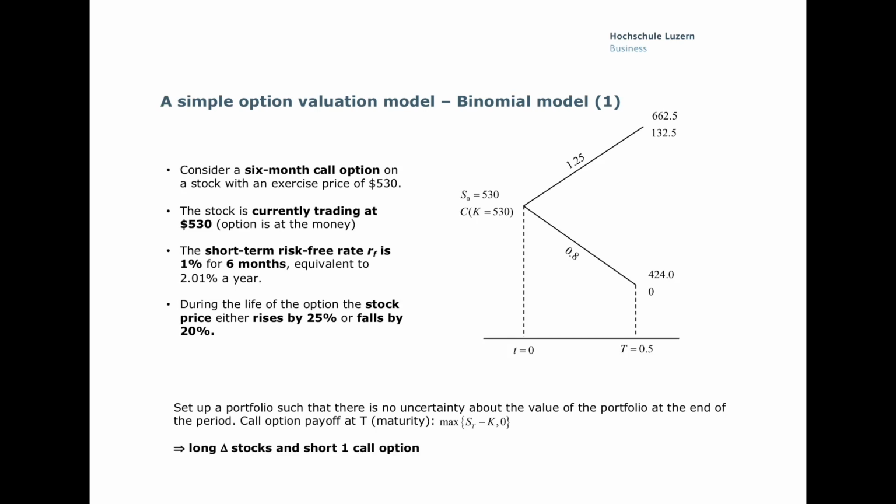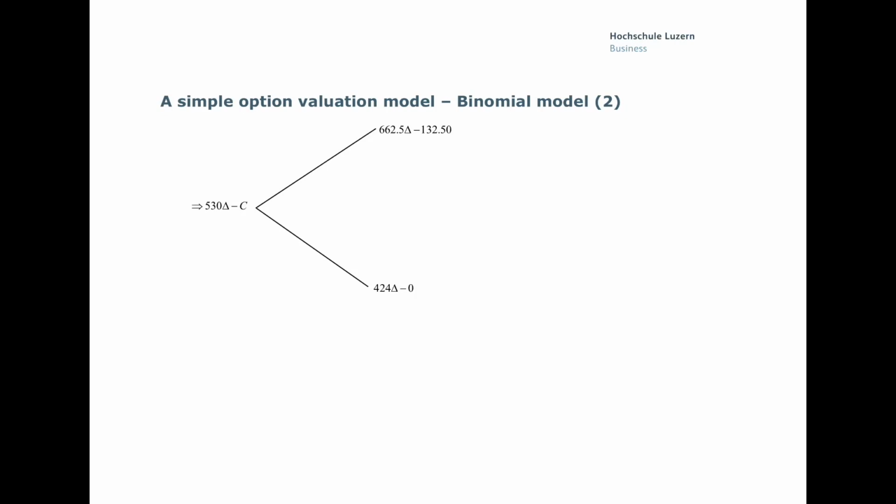For that purpose, we buy delta stocks and sell one call option. Based on this insight, we have to calculate the value of delta that makes a portfolio riskless. Now let us take a closer look how to compute delta. In our example, if the stock price moves up from $530 to $662.5, the value of the stock is 530 times delta, and the value of the option is 132.50. So that the total value of the portfolio is 530 delta minus 132.50.